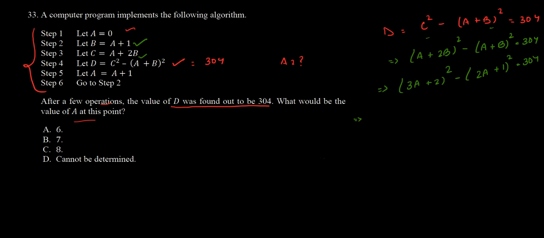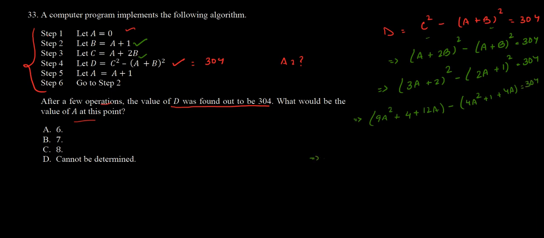Now what we need to do is square both the elements and open the brackets. So here we will have 9A square plus 4 plus 3 into 2 into 2 into A, so this will be 12A, minus, again this we have 4A squared plus 1 plus 4A, which is equal to 304.